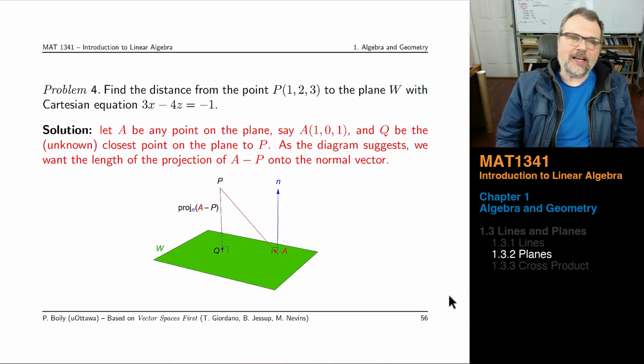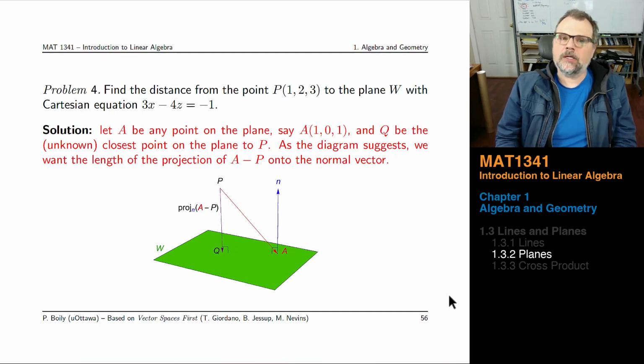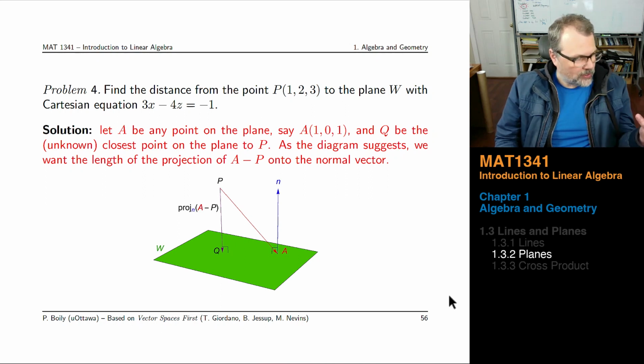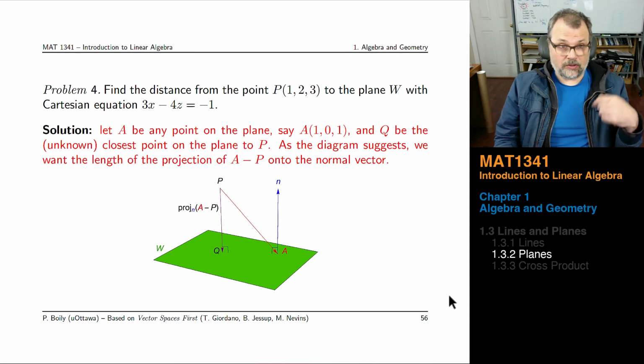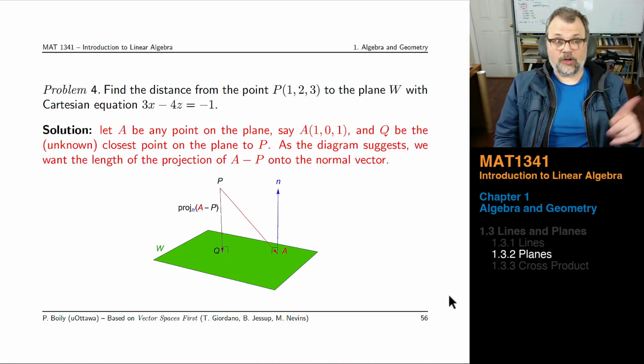What if you were trying to find the distance from a point to the plane? Well, you need to know the actual point itself, its coordinates. Here we have 1, 2, 3, but it could be anything else. And we have a specific plane, the plane that has Cartesian equation 3x minus 4z equals minus 1. You notice there that there's no y coordinate in the equation of the plane. That's okay. That's an acceptable thing.